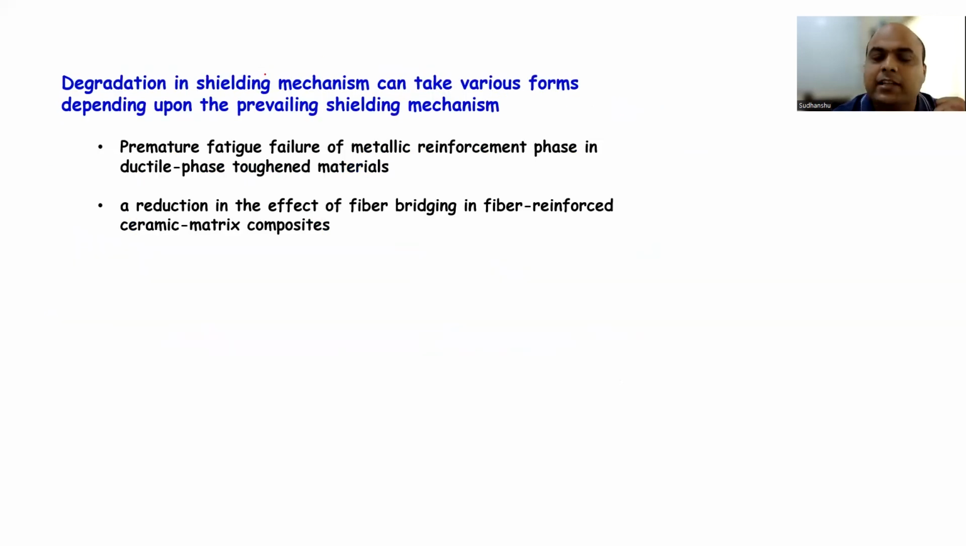So this degradation in the shielding mechanisms can take various forms depending upon which shielding mechanism is acting, right? So the examples are premature fatigue failure of metallic reinforcement phases in ductile phase toughened materials, or the reduction in the effect of fiber bridging in fiber reinforced ceramic matrix composites, right? So the fibers have broken, so you are going to reduce the effect of fiber bridging. So as you increase the number of cycles, there is a reduction in the shielding, right? And therefore crack growth rate increases.